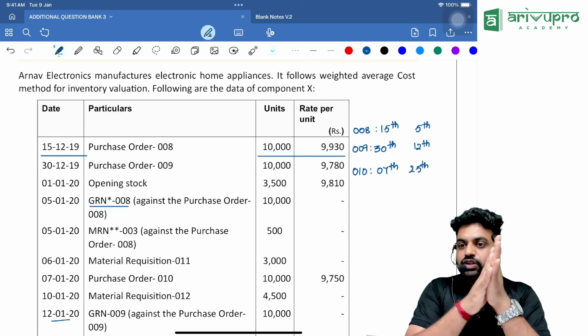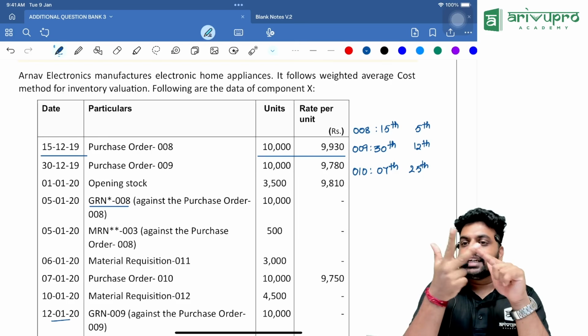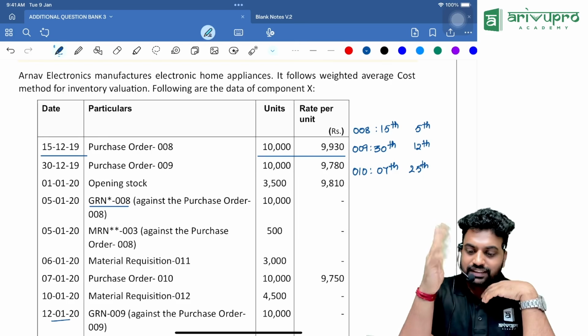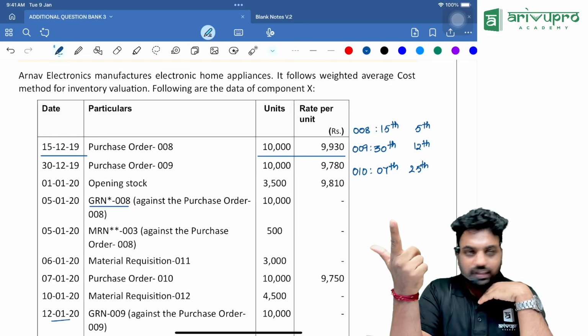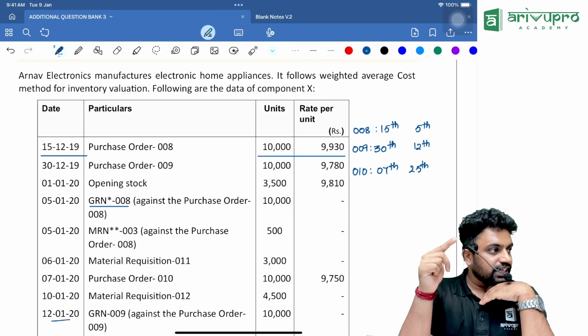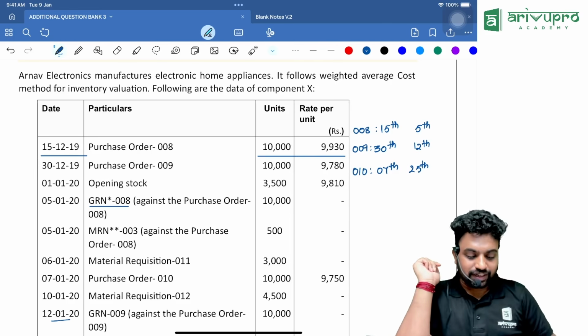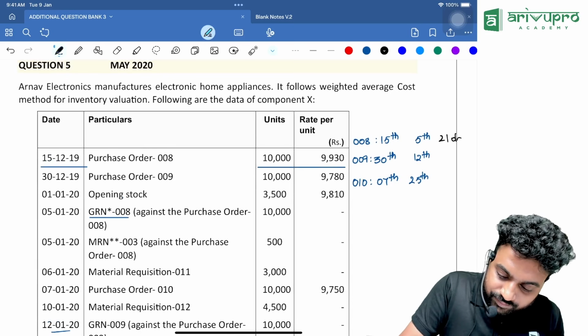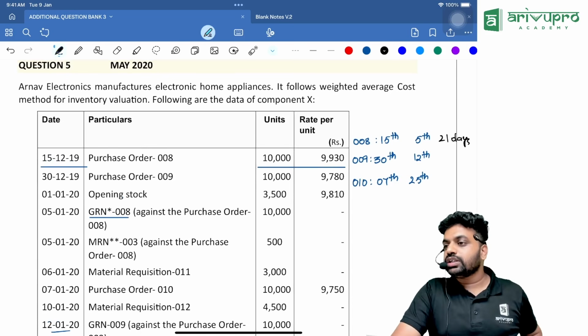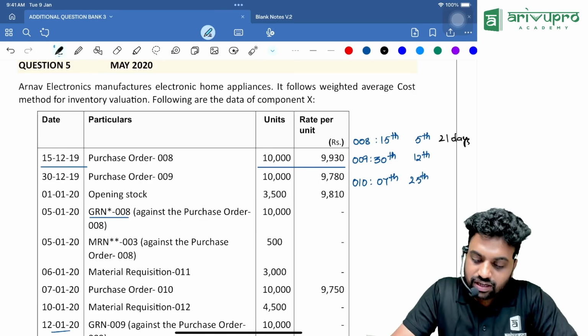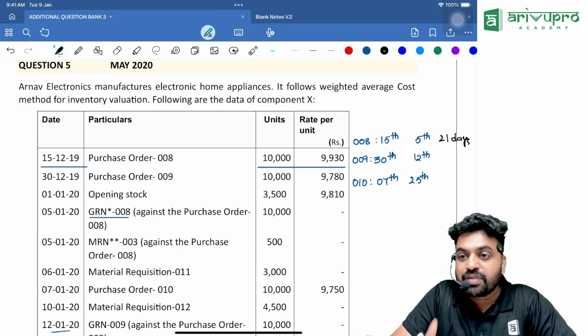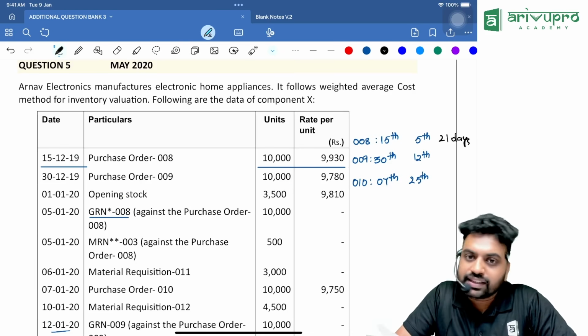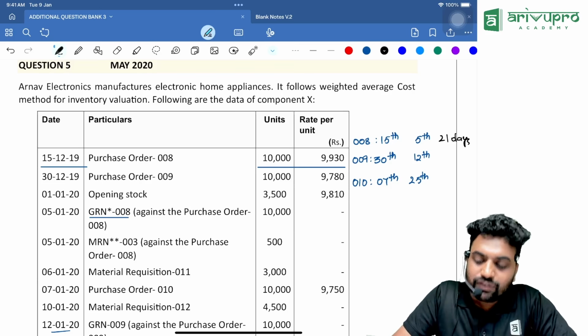Now the 15th you exclude. 16, 17, 18, 19, 20: 5 days plus 11 days. 11 days in December, 16 plus 5 days in January. 21 days. So here the order took 21 days. Next, the 30th, which means in December 1 day. The 30th you have to ignore. The 31st, and January 12 days.